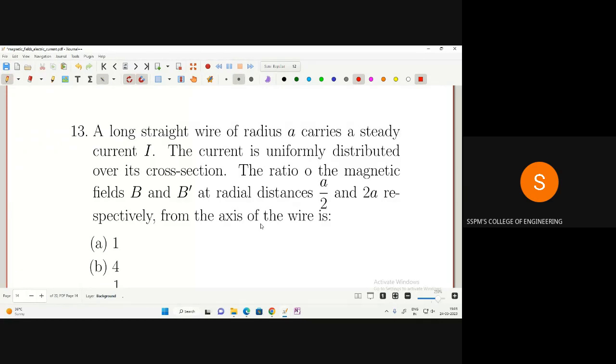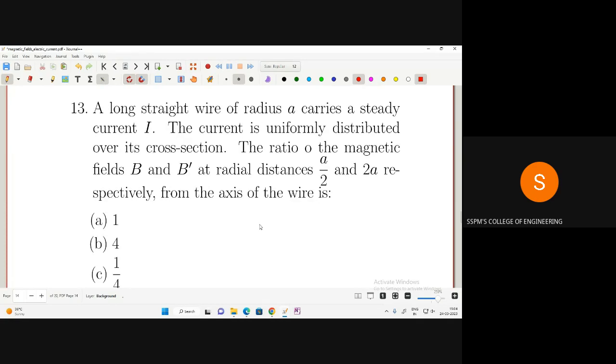आता हा एक्झाम्पल जो आहे तो एम्पियर सर्किटल लॉ वरून सॉल्व करायचं. तुम्हाला माहित आहे एम्पियर सर्किटल लॉ. The Ampere circuital law states that the closed path integration of magnetic field is equal to mu 0 into I, where I is a current enclosed by the path. या इक्वेशन वरून सॉल्व करायचं.